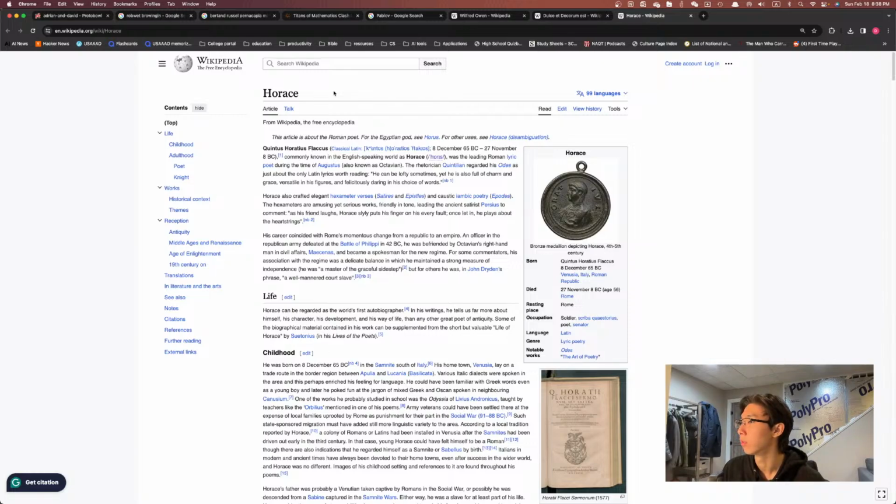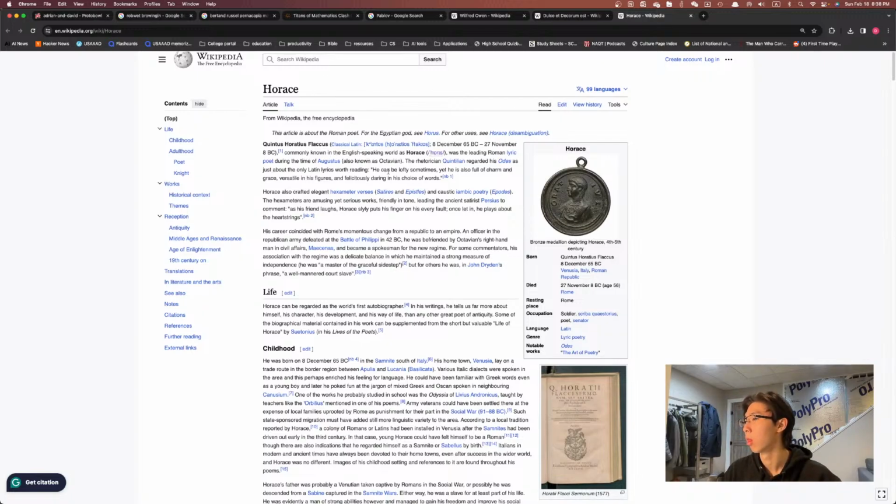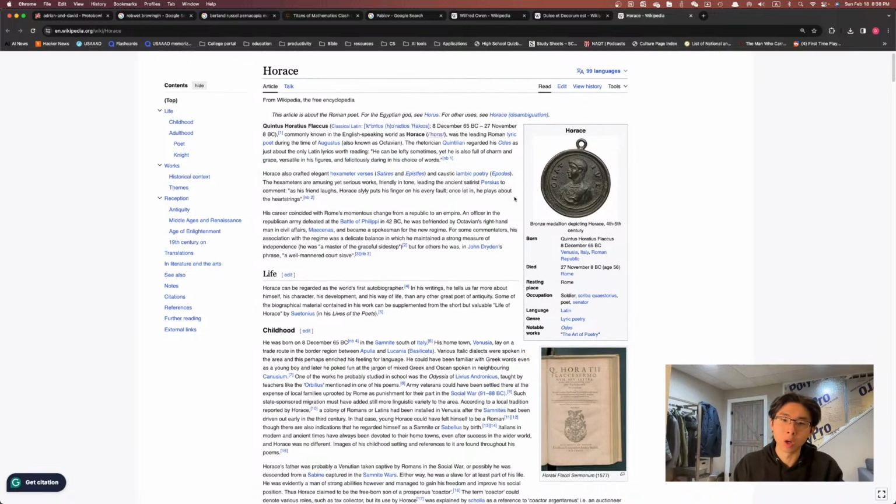Quintus Horatius Flaccus. Horace, leading Roman lyric poet during the time of Augustus or Octavian. His odes are just about the only Latin lyrics worth reading, lofty sometimes, yet also full of charm and grace. Okay, so I think the question was on odes.